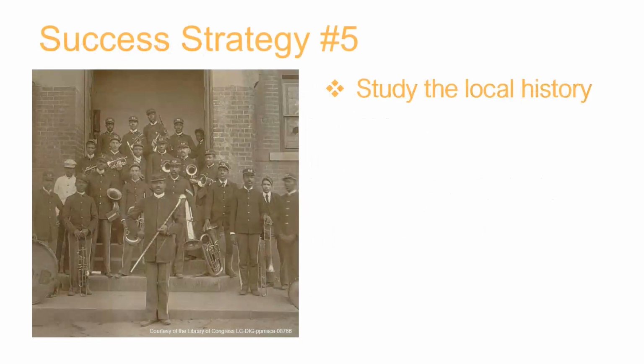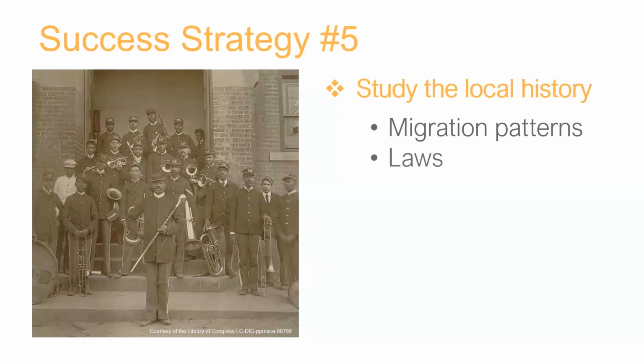Success strategy number 5 is to study the local history. Migration patterns can give you clues about where your family came from and where they went. Local laws will help you understand why your ancestors did certain things, as well as what records they might have created. Industry and agriculture of the area can help you learn what your ancestors did for work and what their economic situation was like.